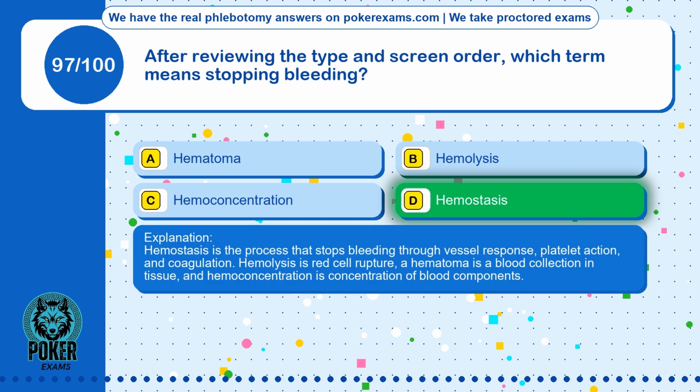Hemostasis is the process that stops bleeding through vessel response, platelet action, and coagulation. Hemolysis is red cell rupture, a hematoma is a blood collection in tissue, and hemoconcentration is concentration of blood components.